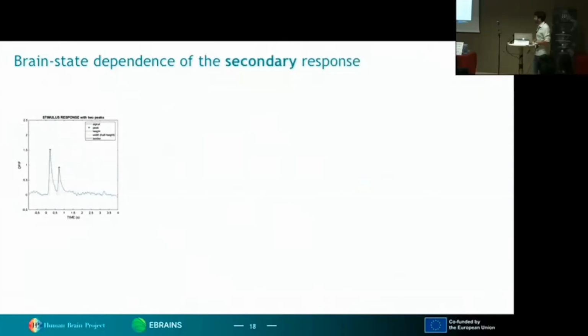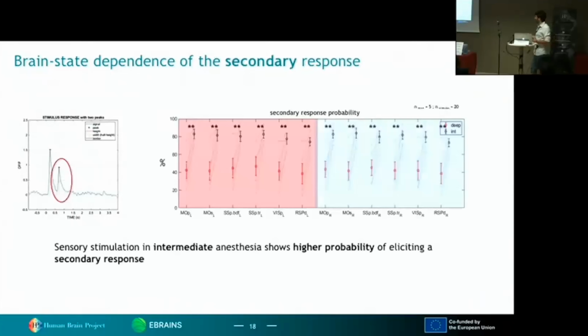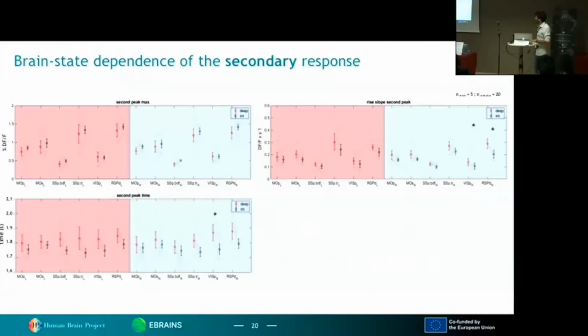Looking at the secondary response, we have here probably the most important results that we obtained, because the secondary response is dramatically more probable to be elicited during intermediate anesthesia. This suggests that, although in the bistability regime, we have more probability to elicit a secondary response at a lighter level of anesthesia. Conversely, the overall dynamics of the secondary response are not significantly different between the states.